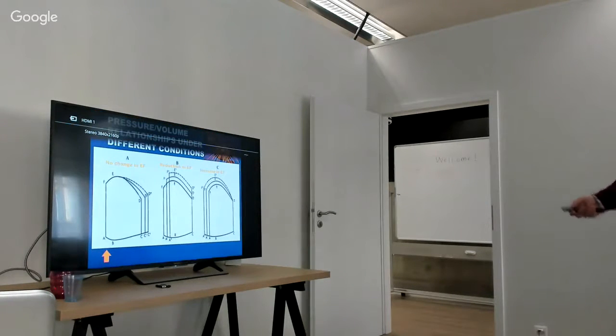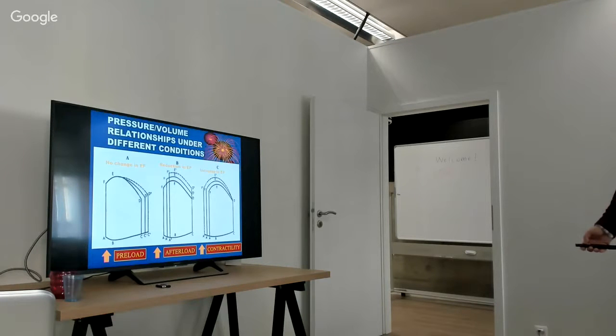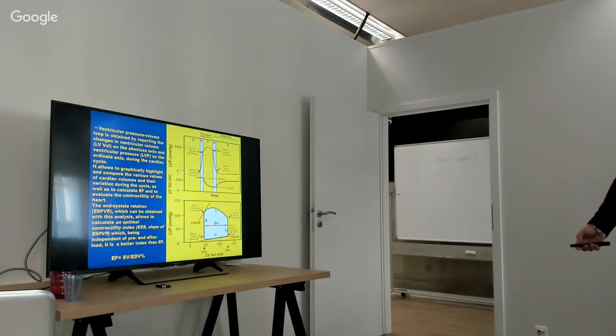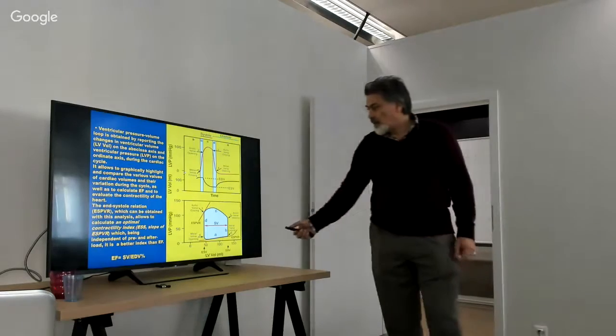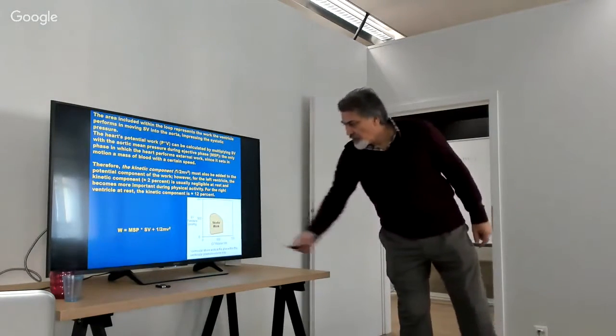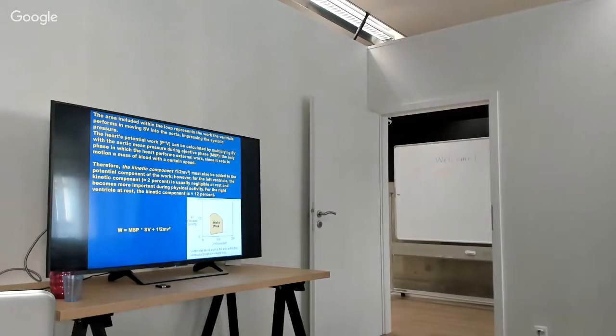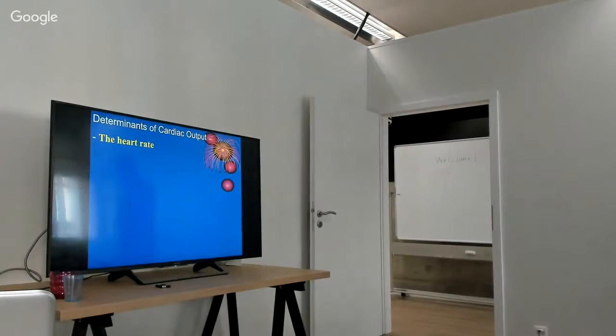This is the PV loop where we have seen the effect of preload, the effect of afterload, and the effect of increasing contractility. This is the cardiac work, the stroke work. This area is pressure multiplied by volume, mean systolic pressure times stroke volume, plus the kinetic energy.